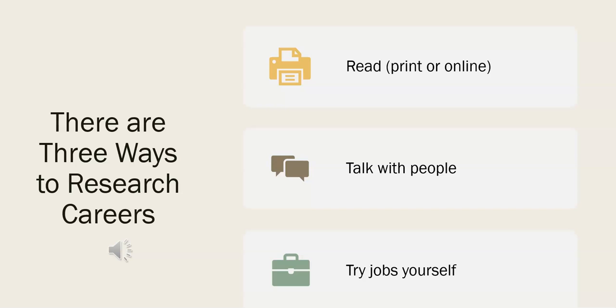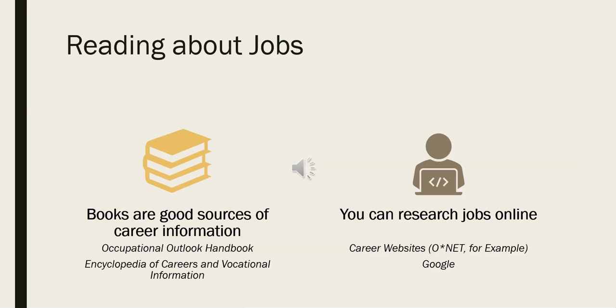There are 3 ways to research careers. You can read about them in print or online. You can talk with people, and you can try the jobs yourself. Reading about jobs. One way to learn about jobs is to read about them. Books are a good source of information, though almost everything can be found online now. If you don't have a computer or a smartphone, you can go to the library and use their resources.